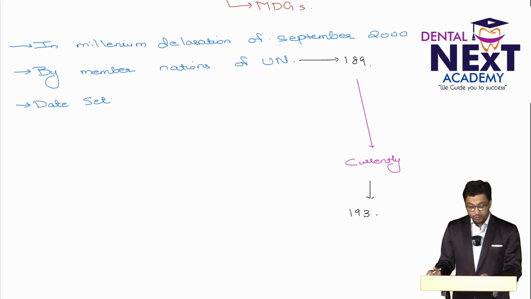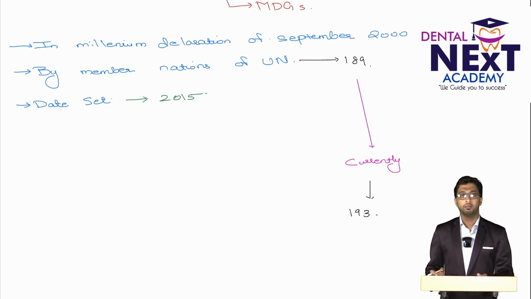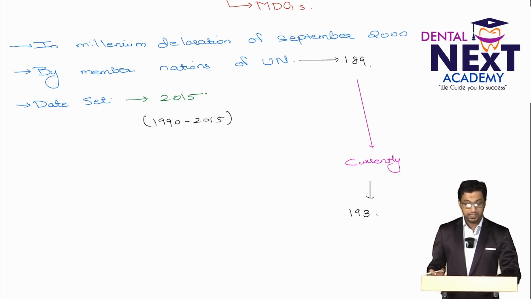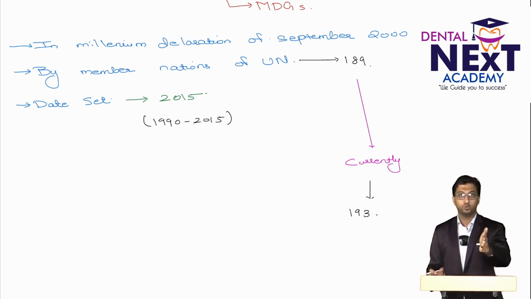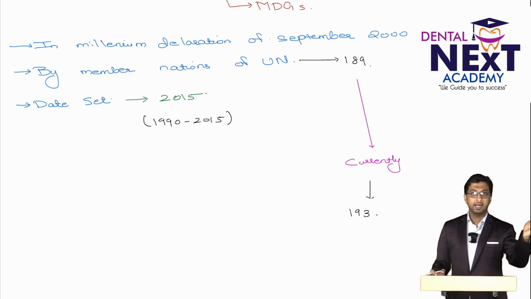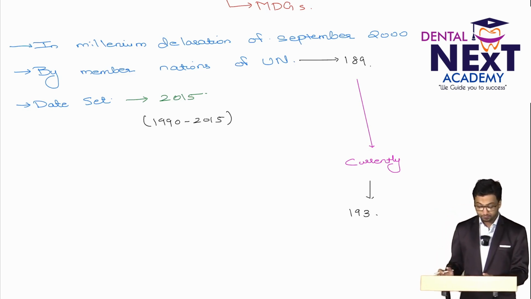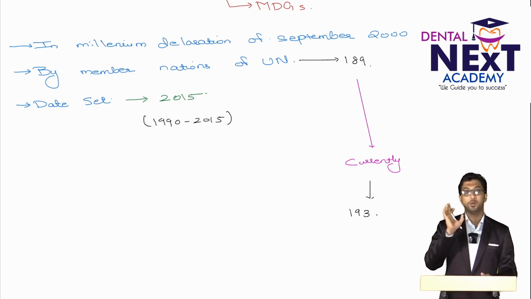Now see, there was a date set. They said, okay, 2000 we met, we have to set a date, 2015, by which we have to achieve our goals. And the data was taken from 1990, and the goal has to be set by 2015. So you need data, isn't it? You can't say, what is there in 2000? No, from 1990, the progress till 2015 is what they looked for. So whatever the goals, it has to be attained by 2015.